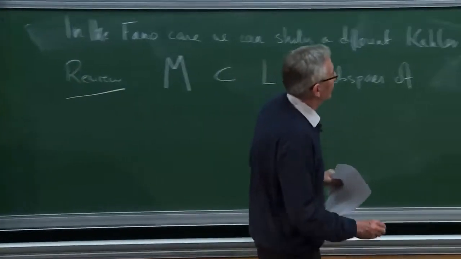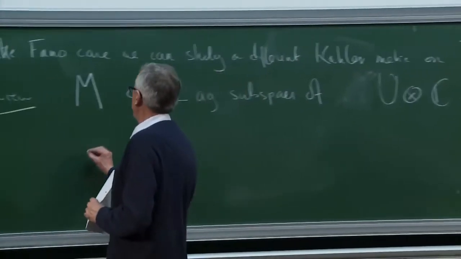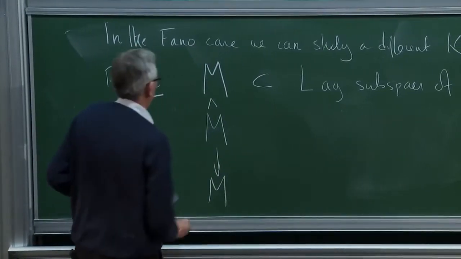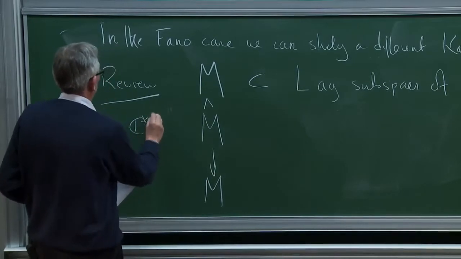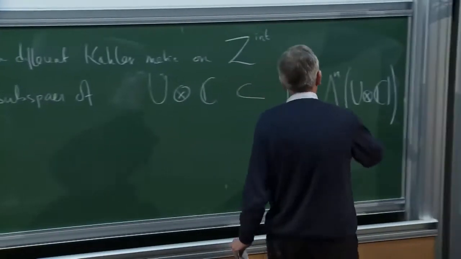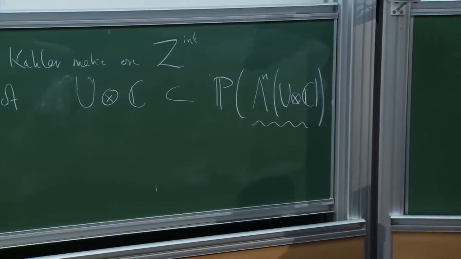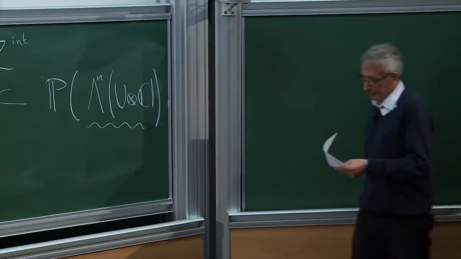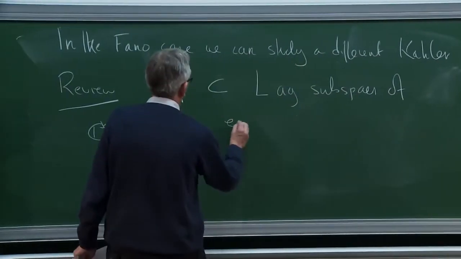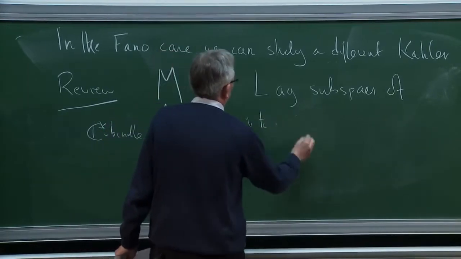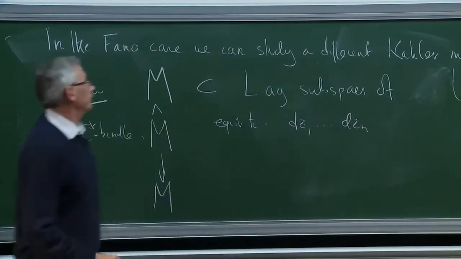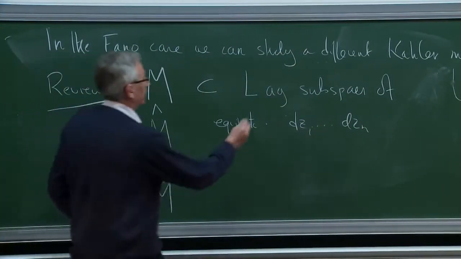So we can consider a bundle, say M hat, over M, which is a C star bundle, which is just going to be the corresponding subset of these forms, essentially the decomposable forms. So this consists of the forms that are equivalent, in the standard model, to the decomposable form dz1 to dzn times a constant.